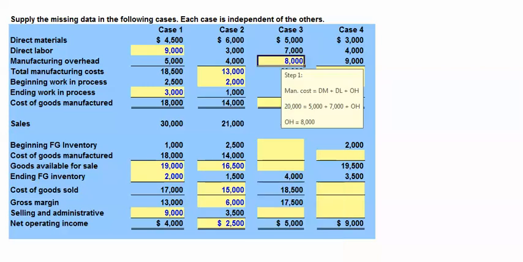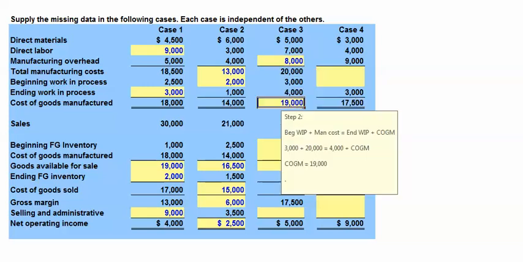In case 3, we'll begin by solving for our manufacturing overhead. And we do this simply by setting up our equation that our total manufacturing cost equals our direct material plus direct labor plus manufacturing overhead. We find manufacturing overhead is $8,000. Our cost of goods manufactured then is simply our beginning work in process of $3,000 plus $20,000 in manufacturing cost minus the $4,000 in ending work in process. Our cost of goods manufactured is $19,000. This will get carried down below.